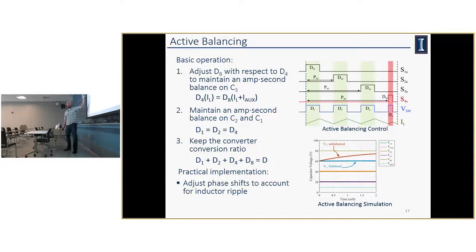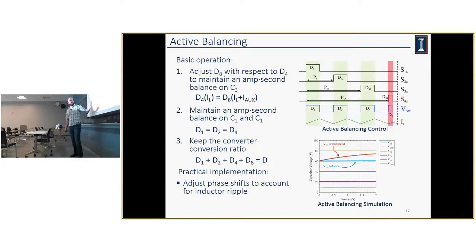And in the end, we have a set of equations, and based off of where we want to be and how much current we're processing with IOX and IL, we can balance this out. There are some practical applications where once you take into account the inductor ripple, you do need to adjust the phase shifts, but that's something you can read in one of the papers. But essentially, we make D8 smaller, we make all the other ones bigger, and we keep an amp-second balance on that first capacitor.